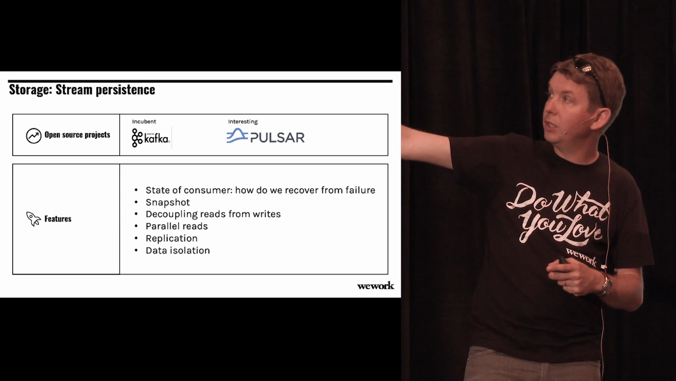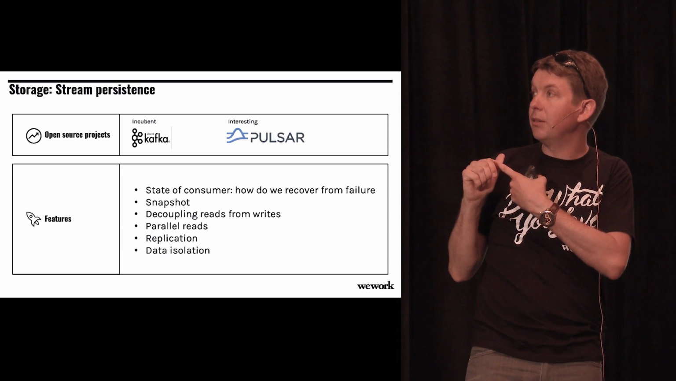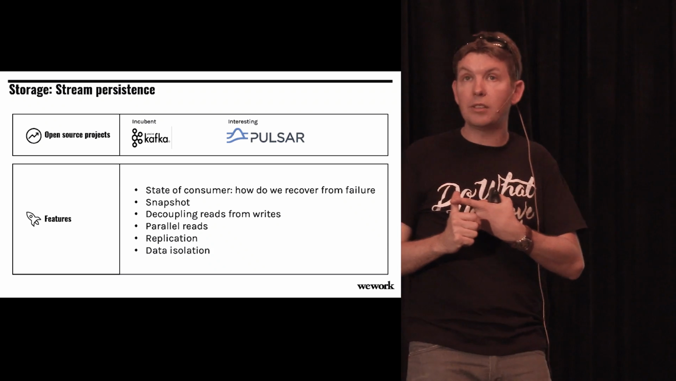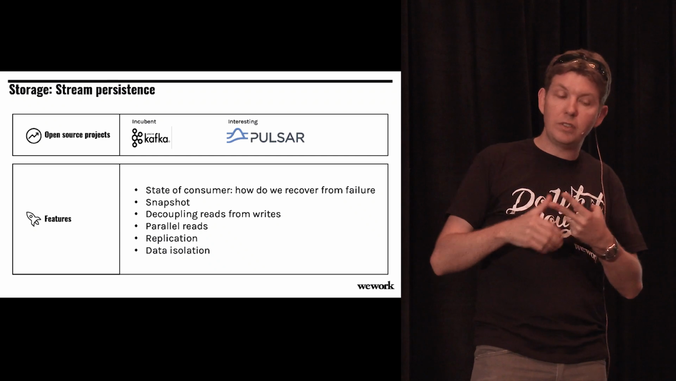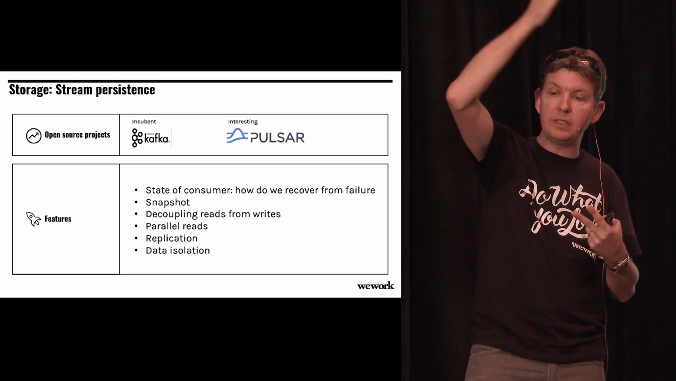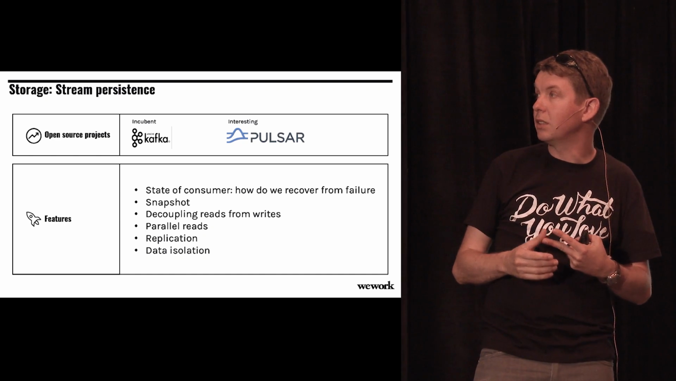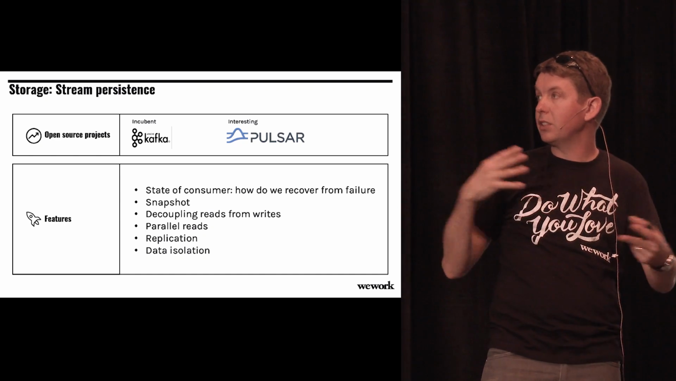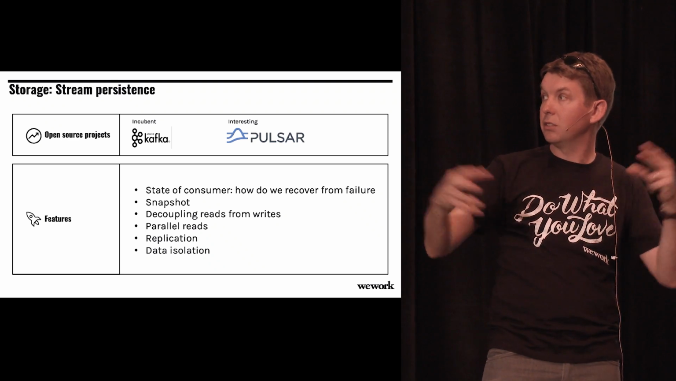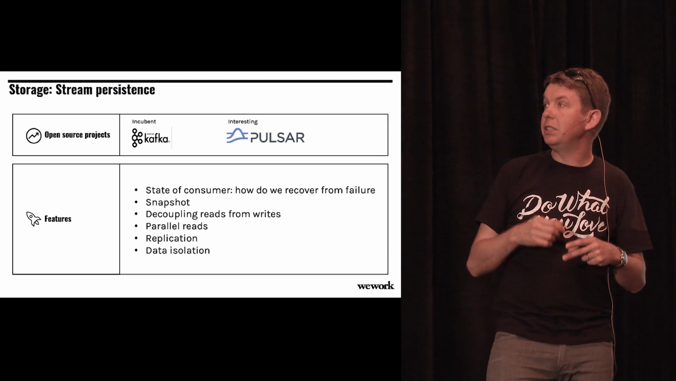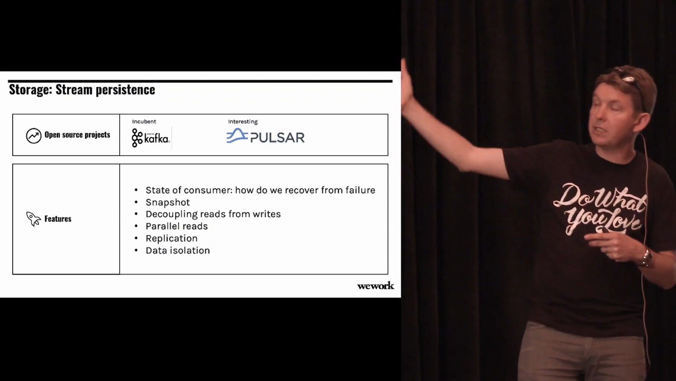A lot of properties that these systems have make a lot of sense: making sure to keep track of the state of the consumer so that we know how to recover from failure. There's this notion of snapshot: we're not consistent all the time, but there are points in time where we are consistent. Decoupling the performance of reads and writes, so that writes don't impact reads or reads don't impact writes. Having the ability to do parallel reads, replication, and data isolation are all good properties of those systems.